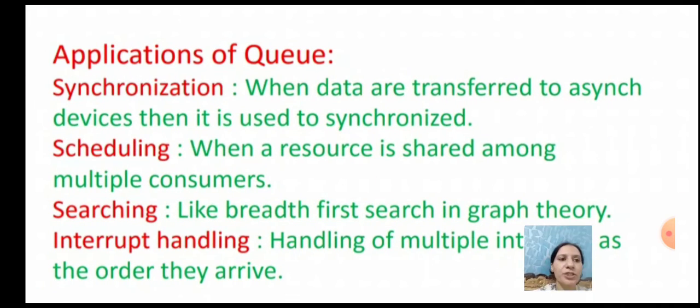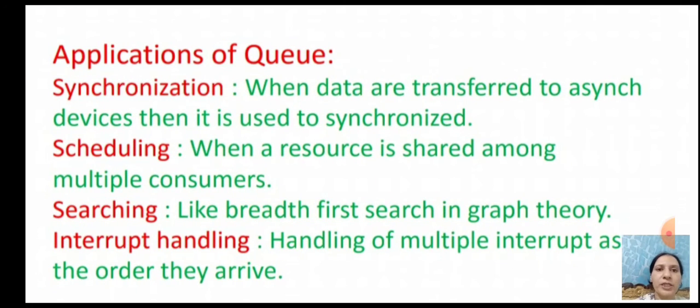Now, applications of a queue. First is synchronization. When data are transferred to a synchronized device, then queue is used to synchronize them. Next is scheduling. When resources are shared among multiple consumers, then queue is used for scheduling, and in scheduling the queue shares the resources among the processes that come first.